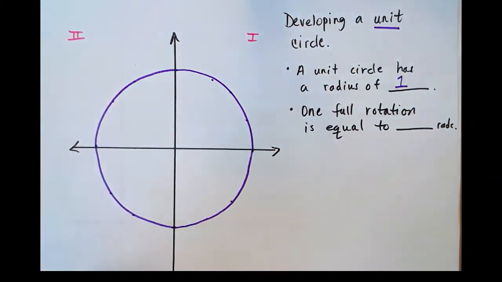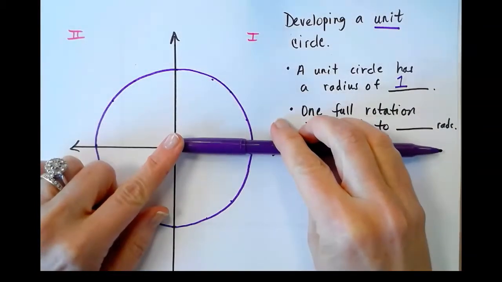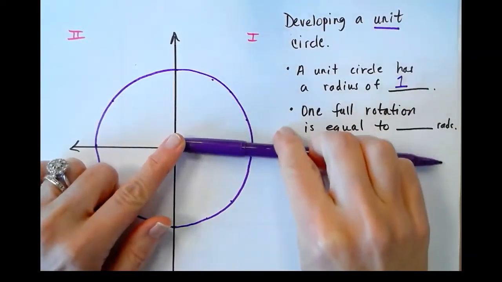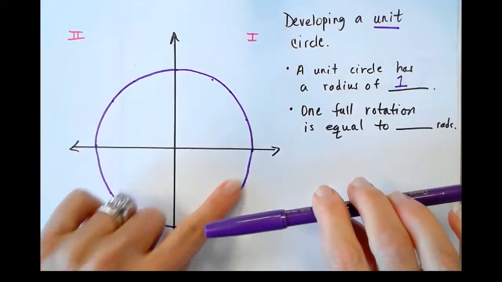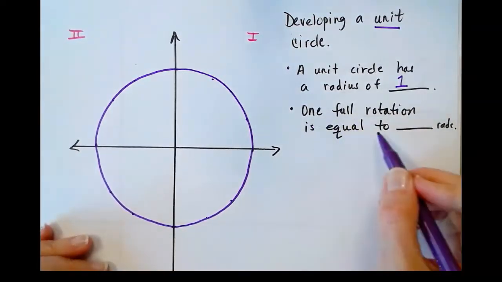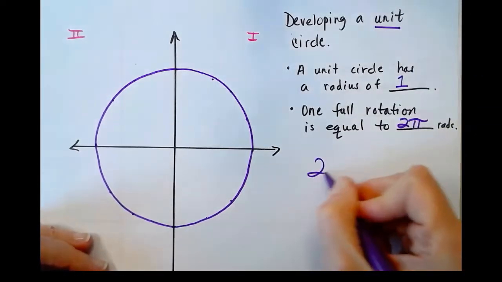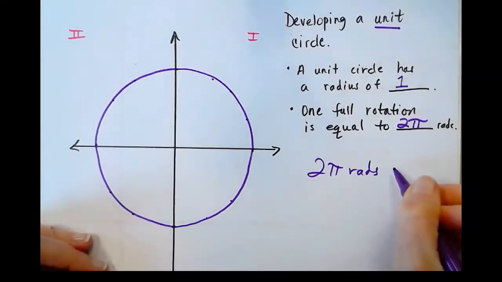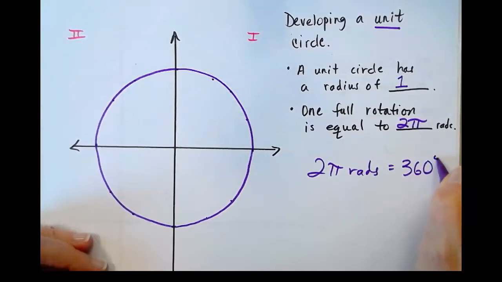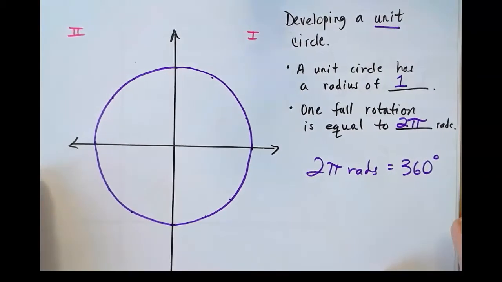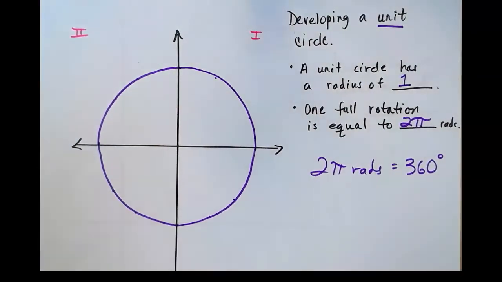So obviously, if we had a rotating ray starting in standard position, we could rotate this ray all the way around the circle, and one full rotation is, of course, equal to 2 pi radians. 2 pi radians being equivalent to 360 degrees. That's one full rotation. Now, if we start thinking about fractions of this rotation, this is going to help us develop this unit circle.